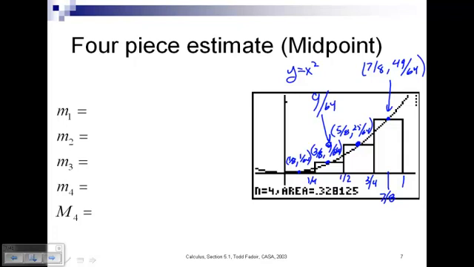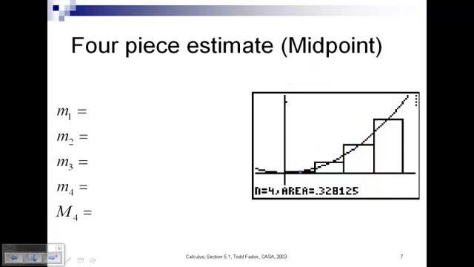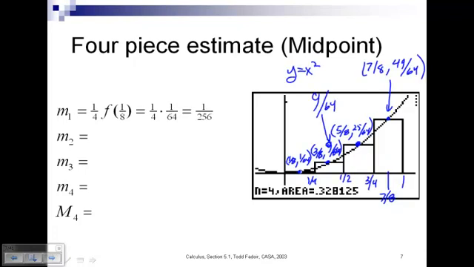Yeah. So this problem, adding up all these areas, should be a little bit easier. This first rectangle has a width of 1/4 and a height of 1/64, and it has 1/256 in its area. We agreed? This next rectangle is 1/4 wide and 9/64 tall. And its area is 9/256. Like that number. Yep.